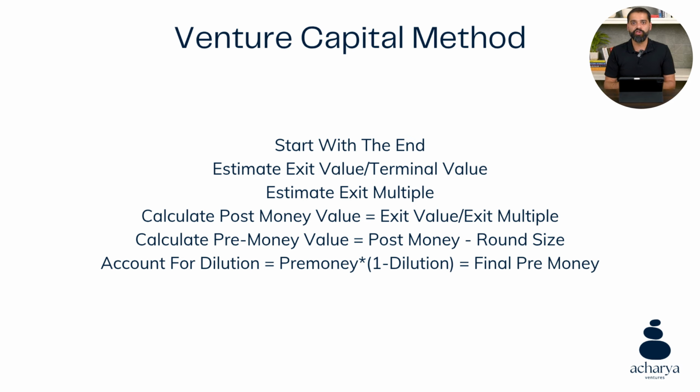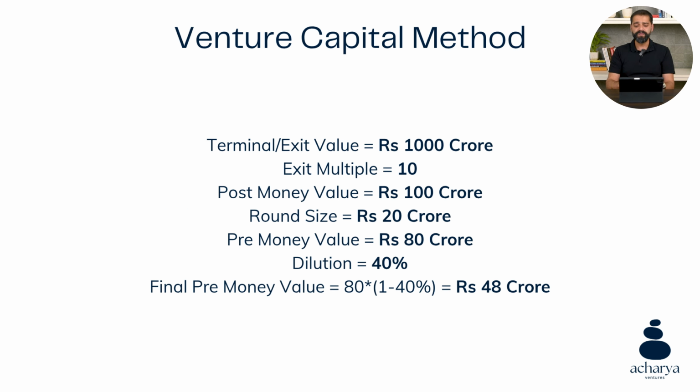Again, VCs do not usually come in at a very early stage, so this should not matter to you too much. But let's take an example. Let's say a company is going to sell when the VC exits. It's going to have a valuation of 1,000 crores. The multiple that they feel that they're going to get at an exit is going to be 10x, so the post-money valuation is going to be 100 crores. The round size, the amount of money that they are investing, is 20 crores. So the pre-money valuation is going to be 100 minus 20, which is 80 crores.